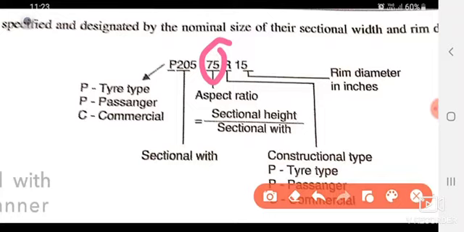Okay, as I have told you earlier, the sectional height and sectional width is the rubber material, actually the rubber material which will be consumed, or which will be demolished or decreased during the load transfer. Okay, so 75 indicates the aspect ratio, R indicates the constructional type, that is P passenger or C commercial, and this two digit number 15 indicates the rim diameter in inches.